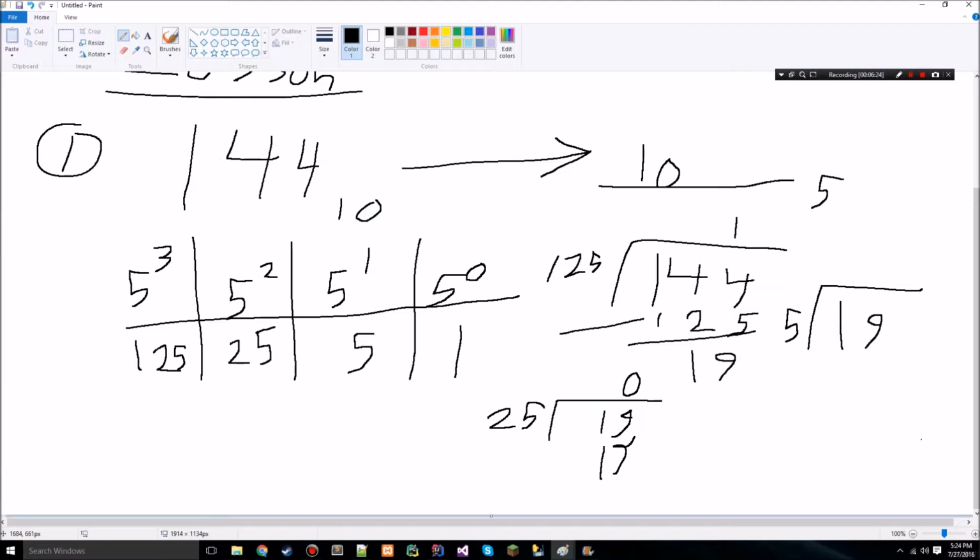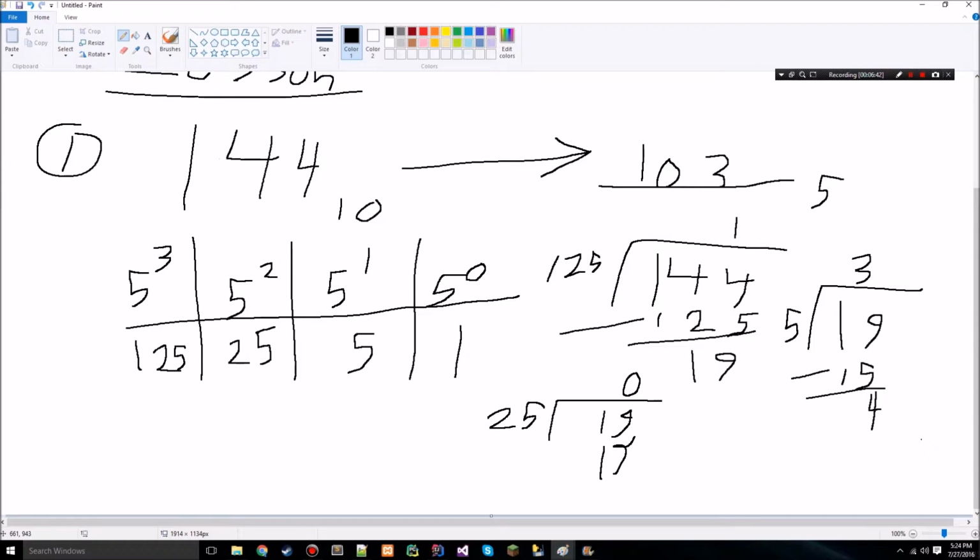19 divided by 5, we get 3. 3 times 5 is 15. So you just pretty much do long division here. We get 4. So we write down 3 here.